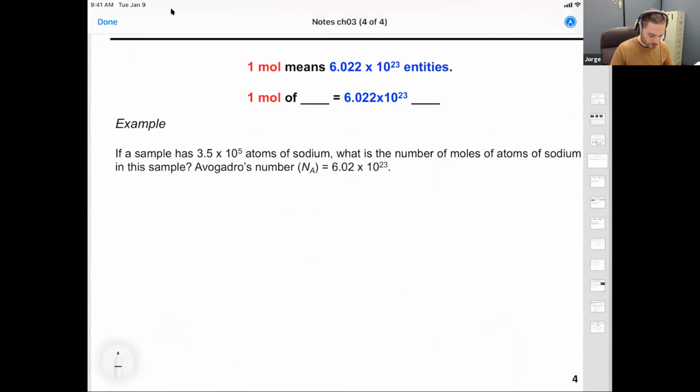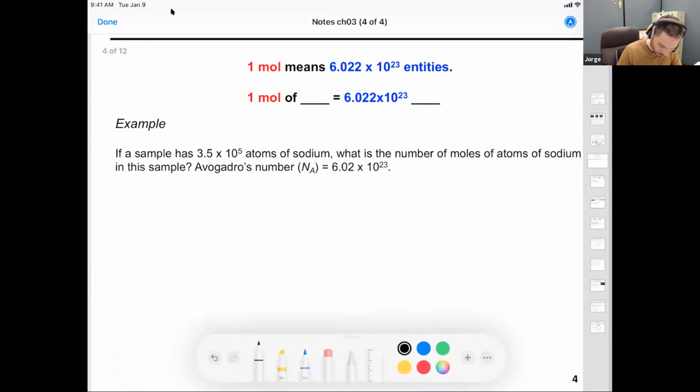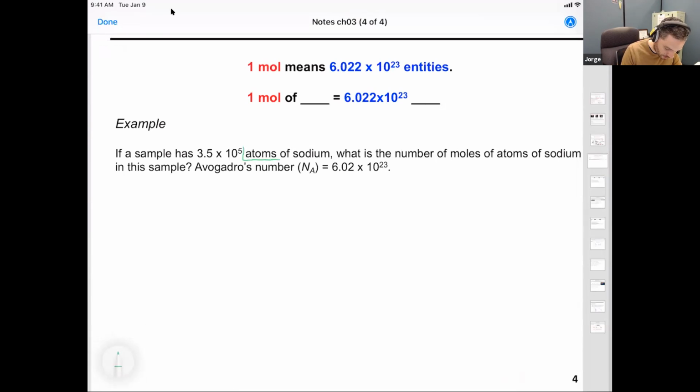Okay, so now let's see what the question is asking us. If a sample has 3.5 times 10 to the 5 atoms of sodium, so attention here, now we are dealing with atoms of sodium.